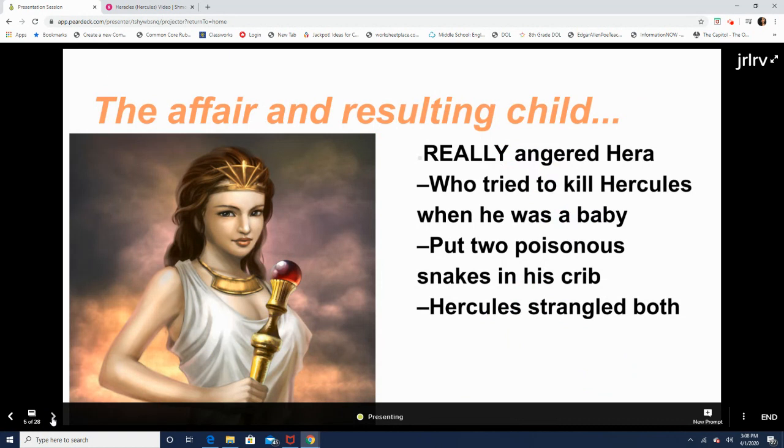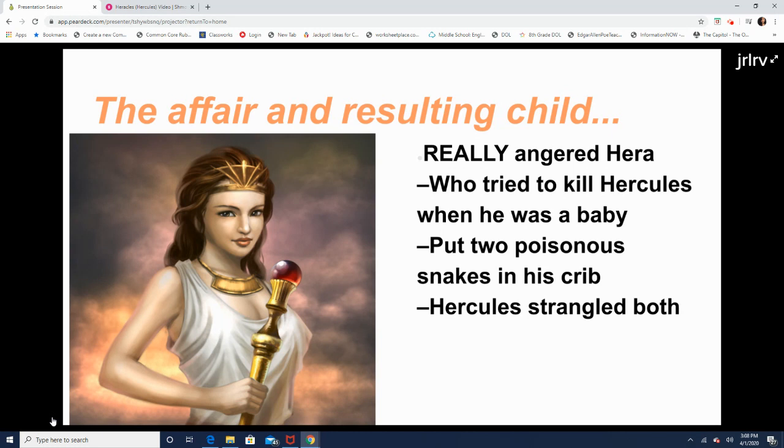The affair and resulting child really angered Hera, who tried to kill Hercules when he was a baby. Hera put two poisonous snakes in his crib. Hercules strangled both. And here I would pause and say, hey class, give me a thumbs up if you've seen the movie Hercules, the cartoon, the Disney movie. It was even mentioned in the video before. And I would ask, what's the difference between the movie and what we're learning in Greek mythology?